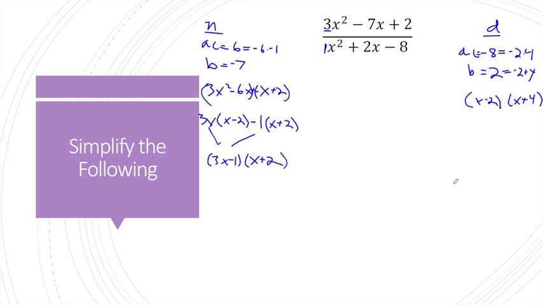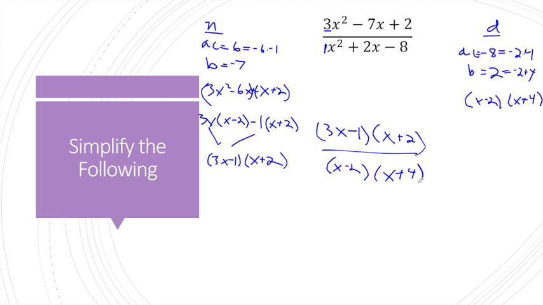function. So I have 3x minus 1 times x plus 2 over x minus 2 times x plus 4. Now, does this numerator and denominator have anything in common? No, I've got an x plus 2 and an x minus 2. It's important to remember that those are not the same, okay? So this is fully factored now and fully simplified. So we're done.